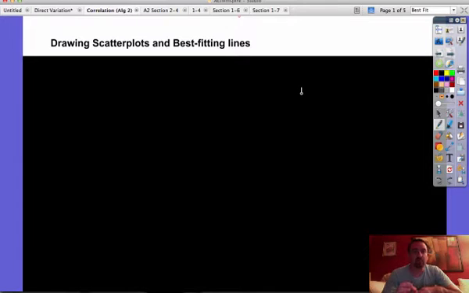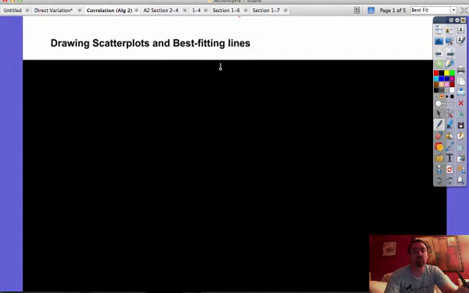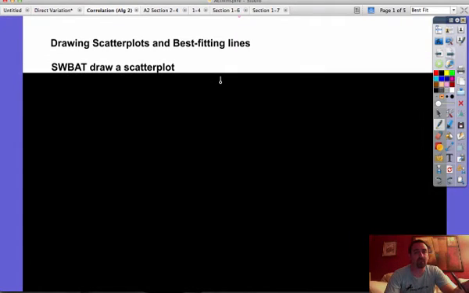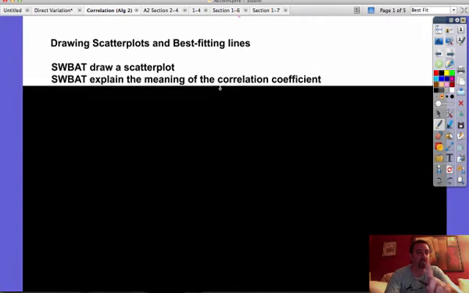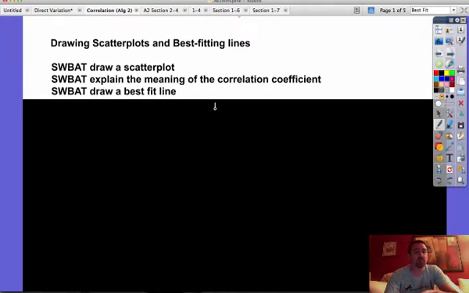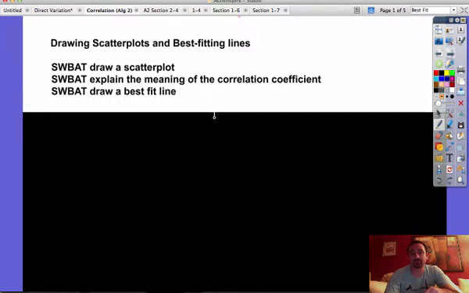Here we're going to talk about drawing scatter plots and best fitting lines. We need to first of all define what I mean by a scatter plot. We're going to talk about how to draw a scatter plot, explain the meaning of something called the correlation coefficient, and learn how to draw a best fit line.